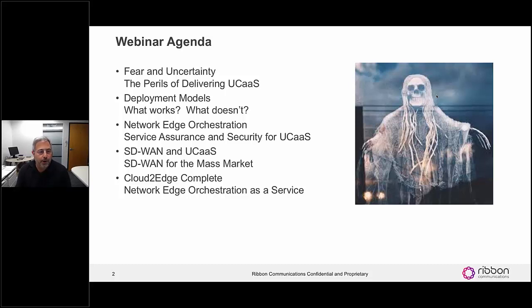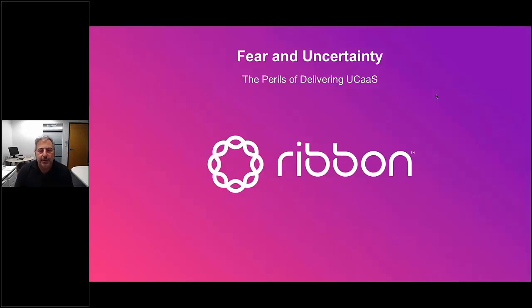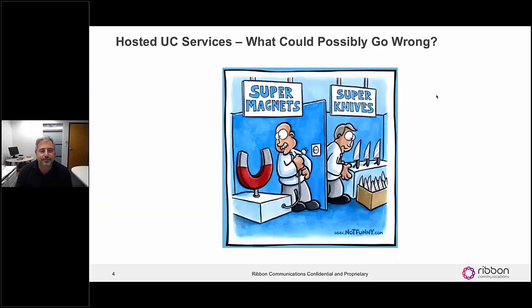We'll talk a bit about deployment models, what works, what doesn't, and why, and then introduce network edge orchestration, the Ribbon solution for service assurance and security for unified communications. Jim's going to talk to us a little bit about our SD-WAN product and how that might fit into your UCaaS deployments. And then finally, we'll talk about Cloud to Edge Complete, which is an as-a-service model for network edge orchestration. So I'm going to turn it over to Jamie at this point to talk a little bit about what's so hard about delivering unified communications. Jamie, take it away, please.